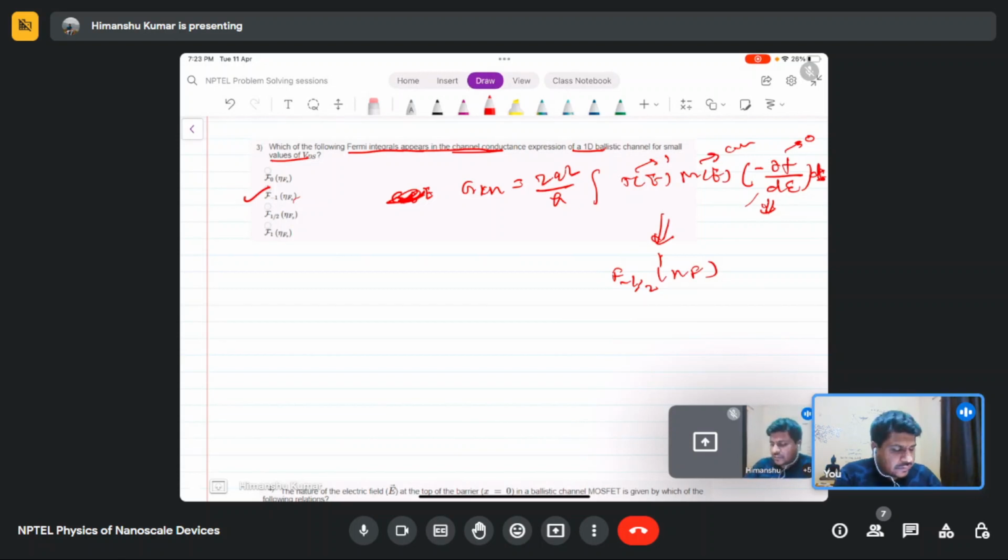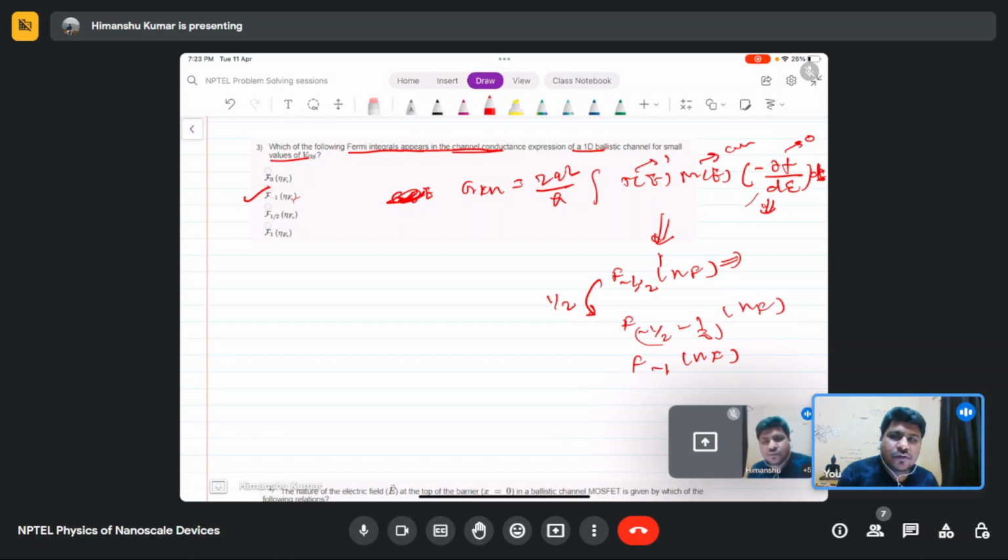You can also see it by analogy. In the case of 2D ballistic MOSFET, this is F of minus 1 half, and since the number of modes now has one half order less dependence compared to the 2D ballistic MOSFET, the order of the Fermi-Dirac integral will reduce further by 1 half. So it will become F of minus 1 half minus 1 half, so F of minus 1 n_F.